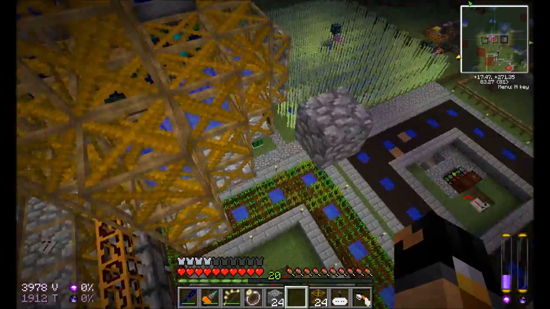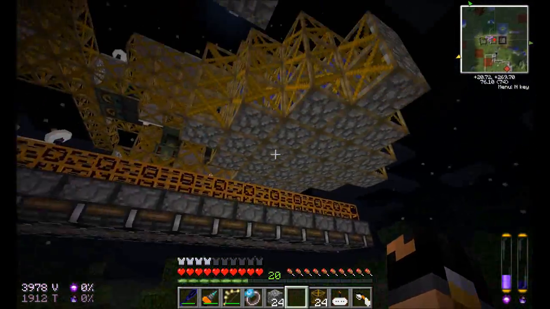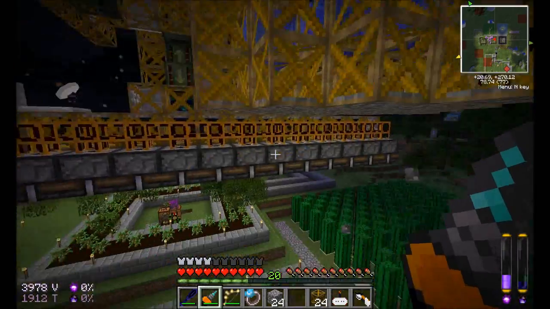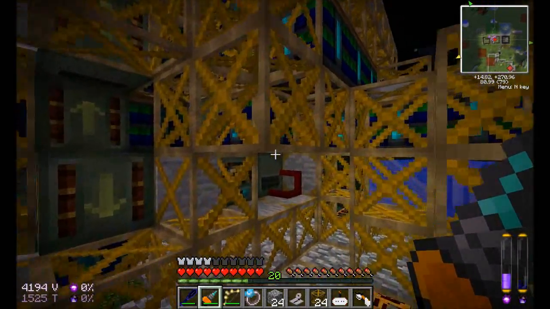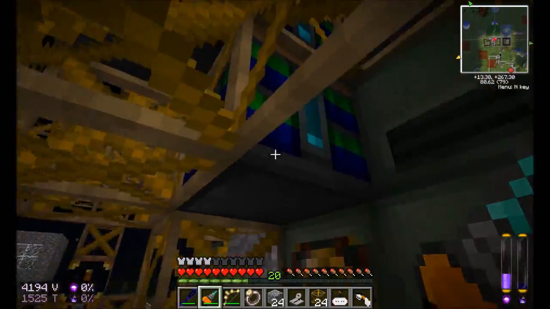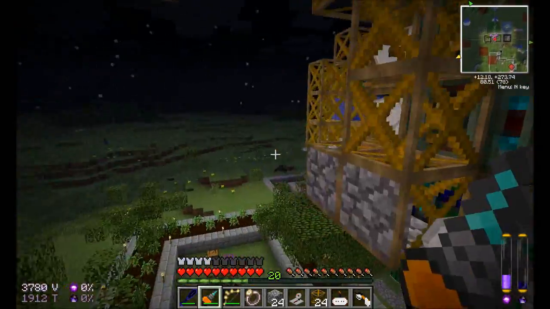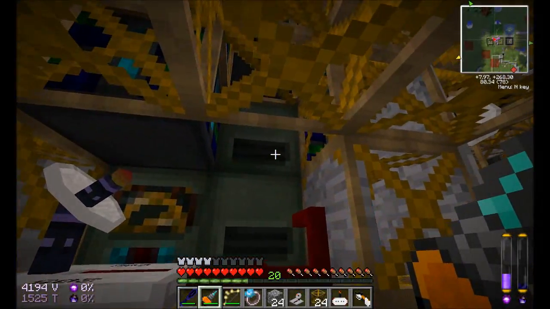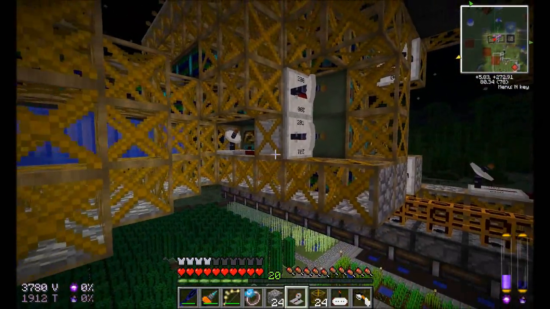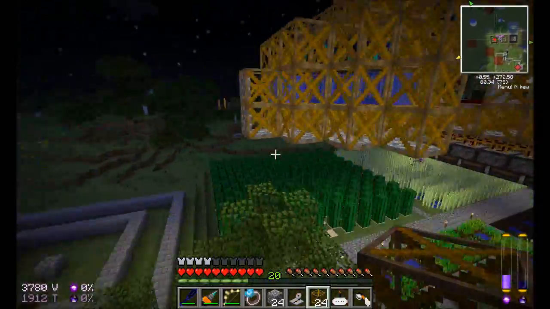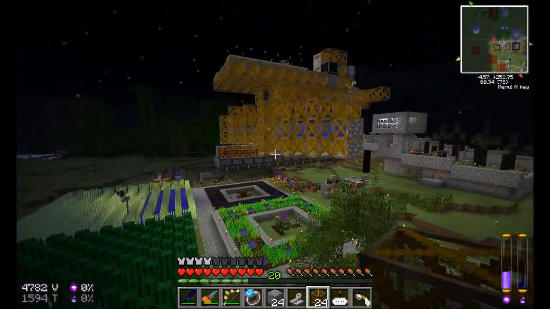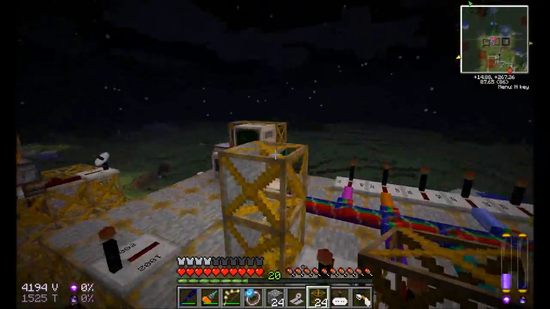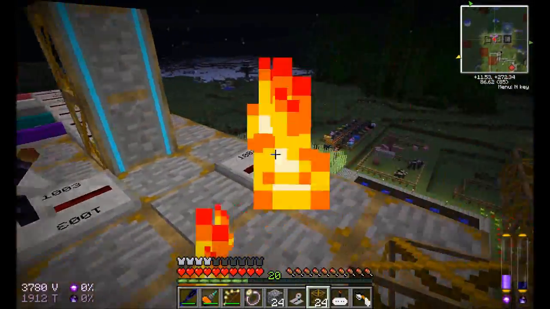Might be hitting something. No, I'm not hitting something. Could be a power... Shouldn't be a power issue. Yeah, that should be good. That's why I didn't record it the last time.